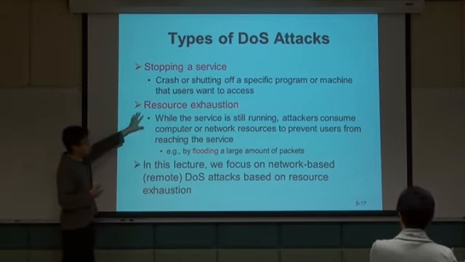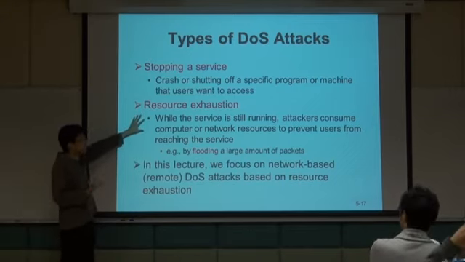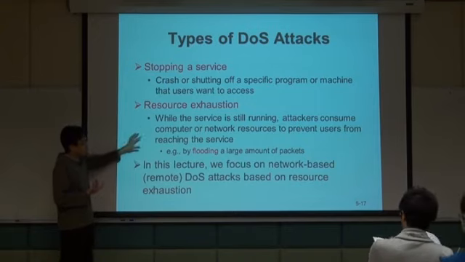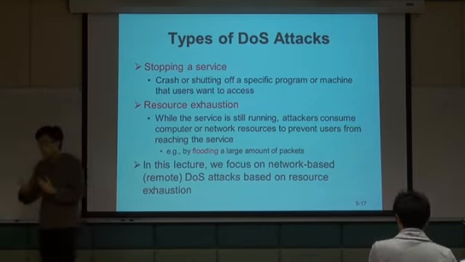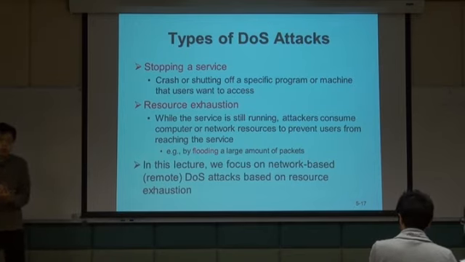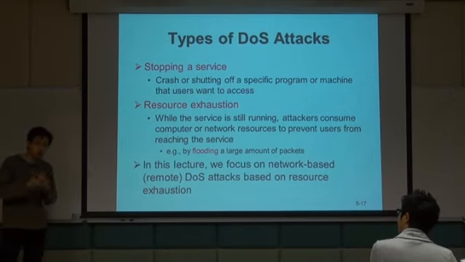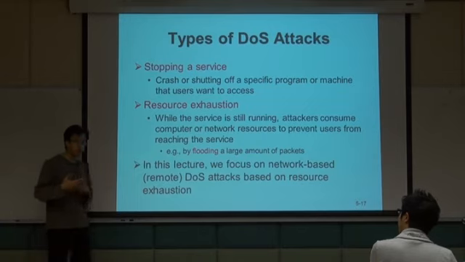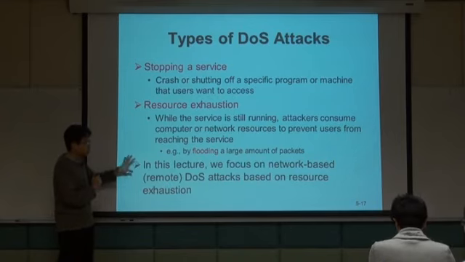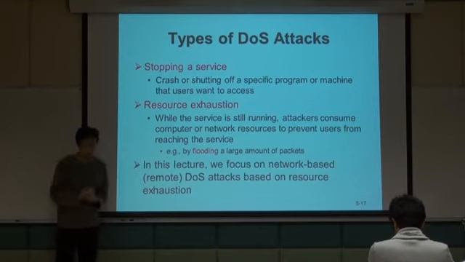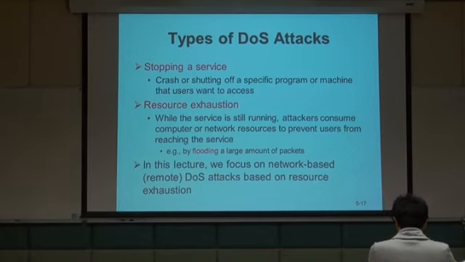Now, this is the most common way we launch the denial of service attack. The idea is you try to prevent the users from getting enough resources to reach the service. For example, you flood the machine with a large number of packets, so the machine needs a lot of resources to process these packets, so that it doesn't have remaining resources to process other legitimate packets. This is what we call resource exhaustion. And in here, we will focus on the remote attack based on resource exhaustion.